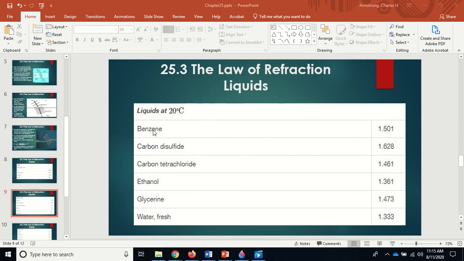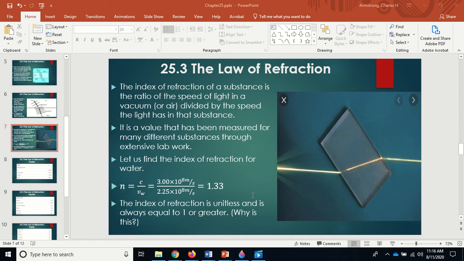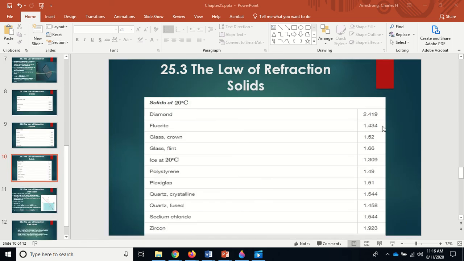Now in liquids, it's a different story. You got benzene, which is 1.501. You've got carbon disulfide and so on. You got water down here, fresh water. So that's the 1.333 that we calculated someplace, right? Right there, 1.33. And then in solids, you got diamond, 2.419. I think that's what causes diamonds to sparkle or do something that gets people all excited. They got that high index of refraction, very high.